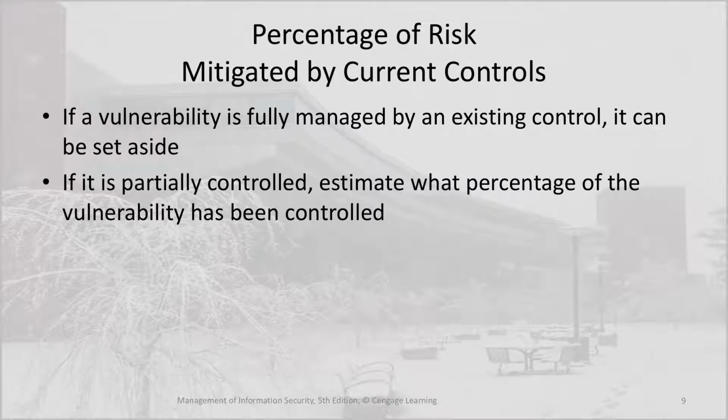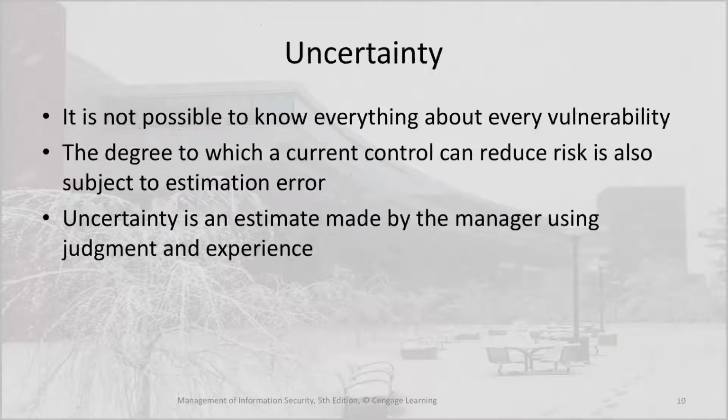If a vulnerability is fully managed by an existing control, it can be set aside. If it is partially controlled, estimate what percentage of the vulnerability has been controlled. It is not possible to know everything about every vulnerability. The degree to which a current control can reduce risk is also subject to estimation error. Uncertainty is an estimate made by the manager using judgment and experience.